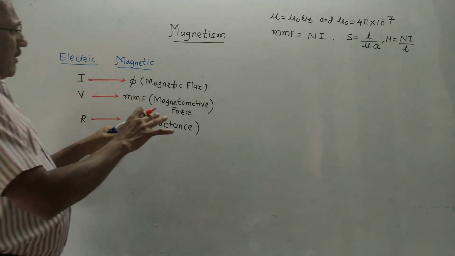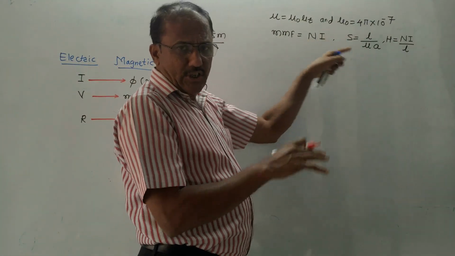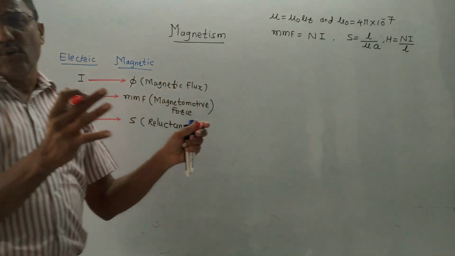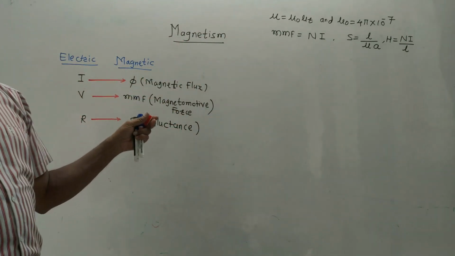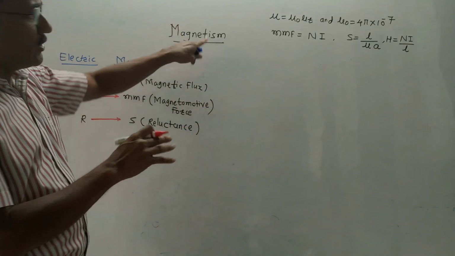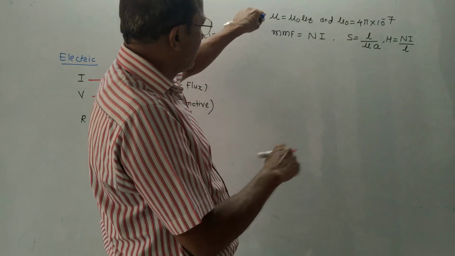Now, you need to memorize only these equations in order to solve any numerical. If you just watch this video, it will be hardly for 8 to 10 minutes. You will be in a position to solve any type of numerical based on magnetism. Now, as I said, you need to memorize these equations. Only few equations are there.